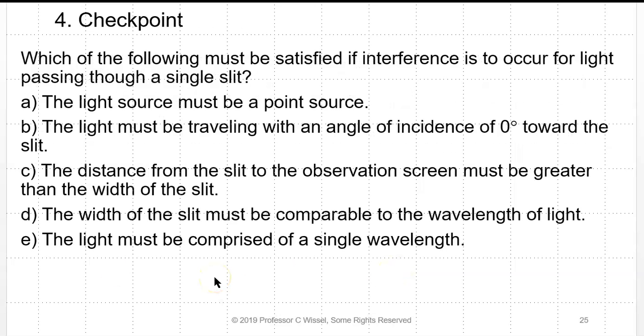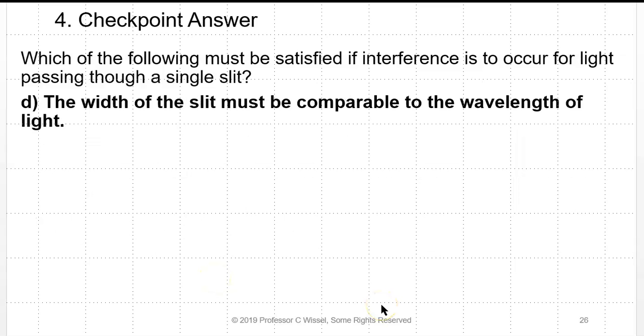Which of the following must be satisfied if interference occurs for light passing through a single slit? The width of the slit must be comparable to the wavelength of light.